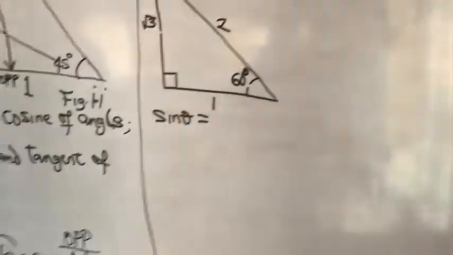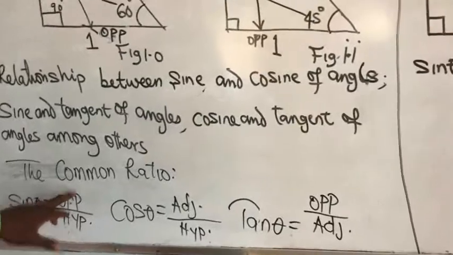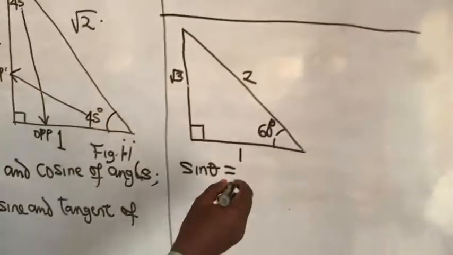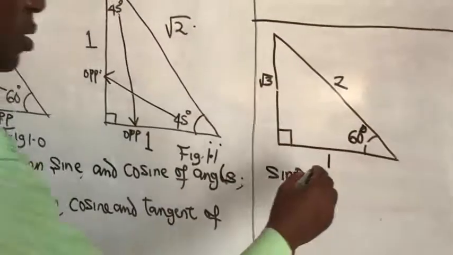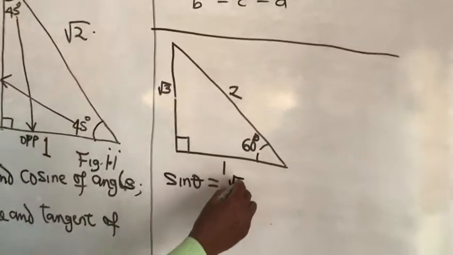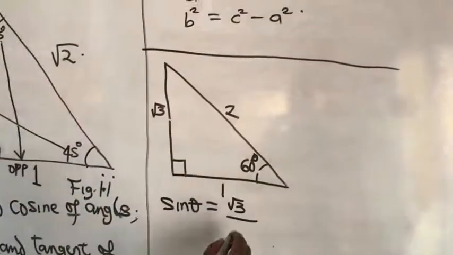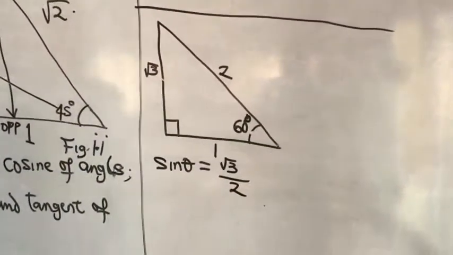So now from what we are doing, sin theta is opposite over hypotenuse. Who's our opposite? Square root 3. Over, who's our hypotenuse? 2. Put it. We have gotten that.